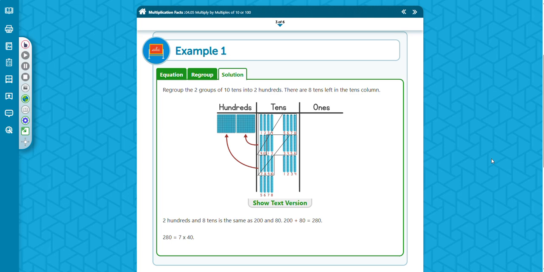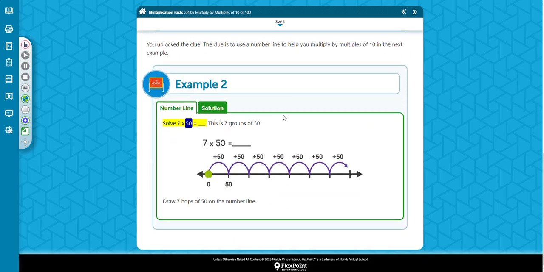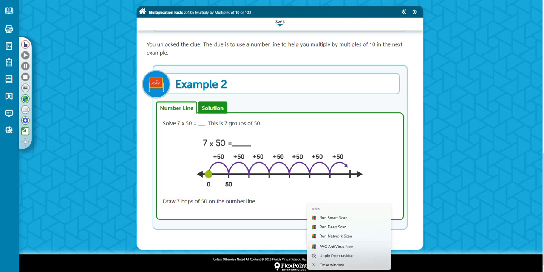The clue is to use a number line to help you multiply by multiples of 10 in the next example. Example 2: Solve 7 x 50 equals blank. This is 7 groups of 50. 7 times 50 equals blank. Below is a number line starting at 0. Draw 7 hops of 50 on the number line.